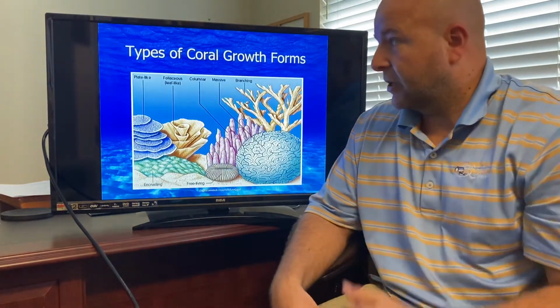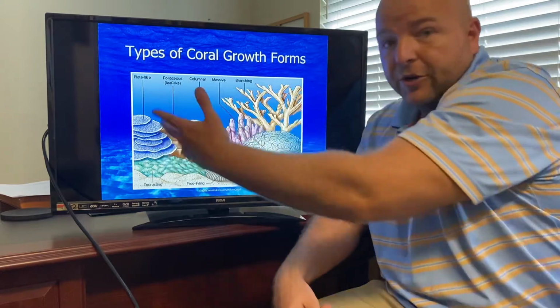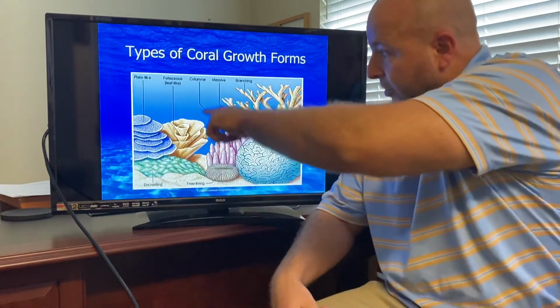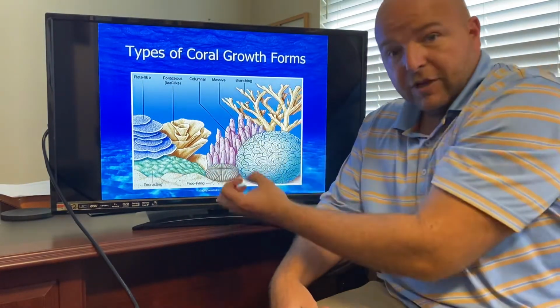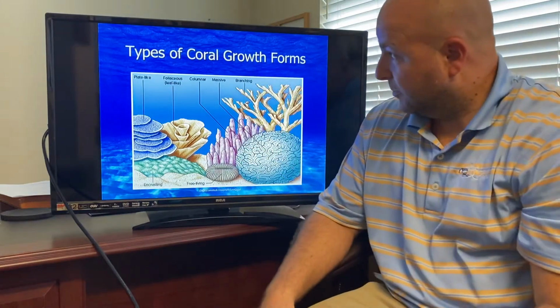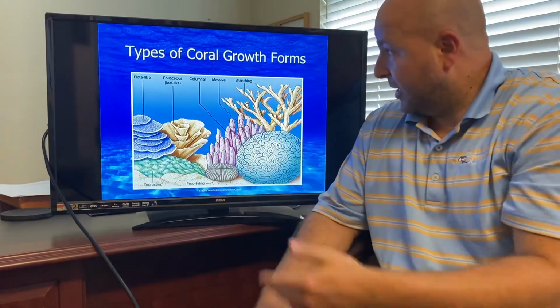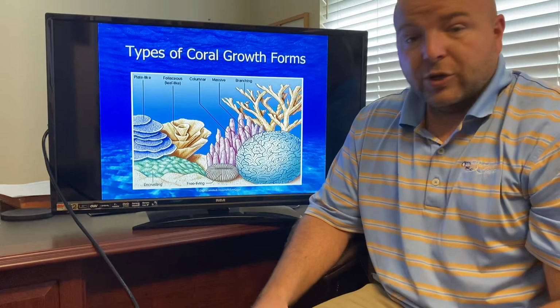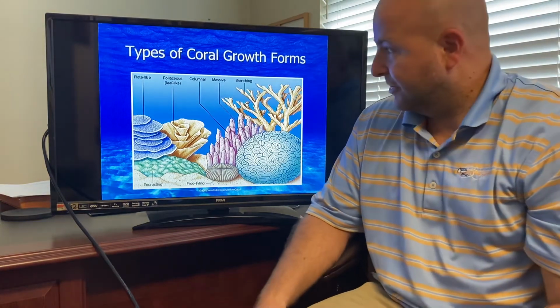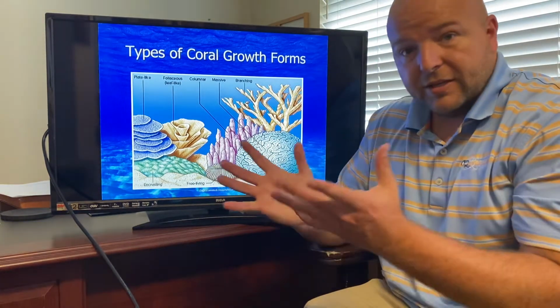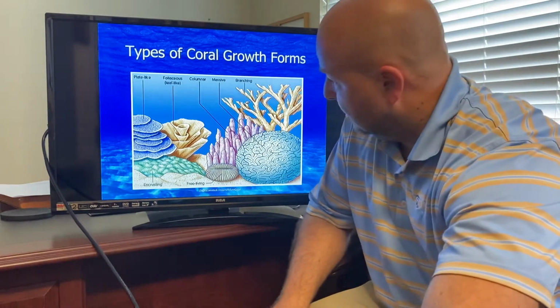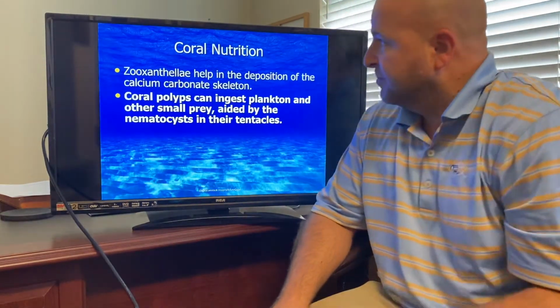Please have each of these written down. So you have your plate-like here. You can see why they would call them that. Your columnar, they just rise up in columns. Your massive is a large mass, and your branching tend to look like kind of like antlers, maybe, in the way that the branches come off of the main column.